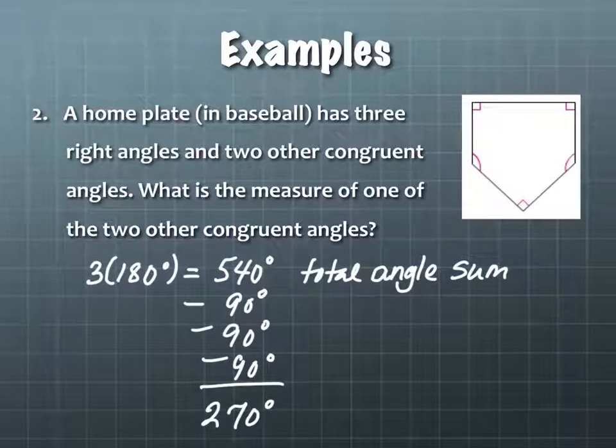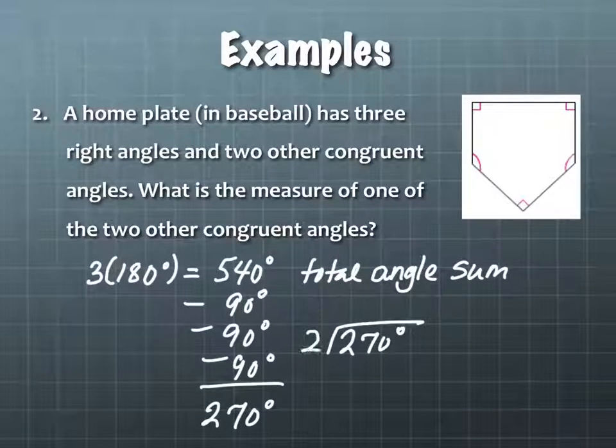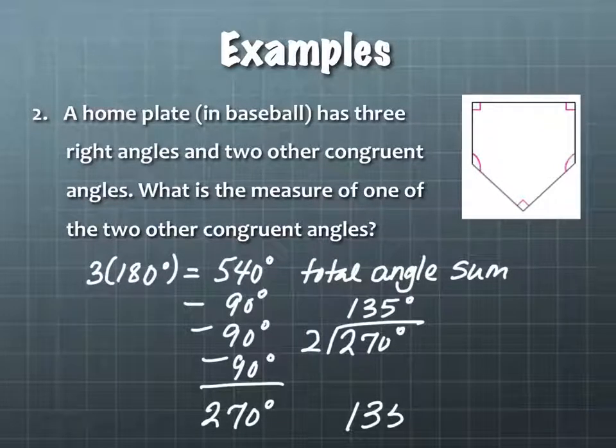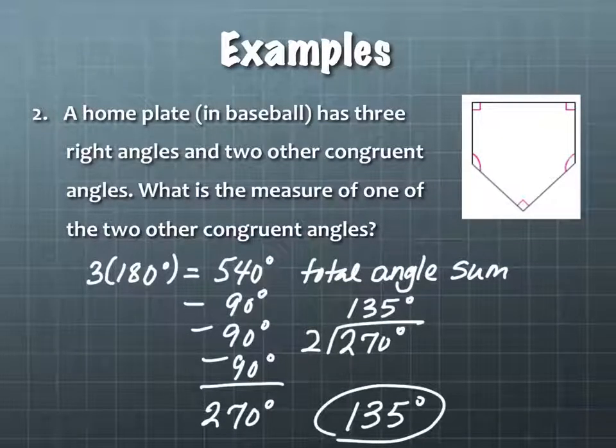How many more angles do I have to work with? 2. So how would I find out what those angles are? I would need to take the 270 and divide by 2. What would that give me? 135. So the answer to the question, remember the question was, what is the measure of one of the other 2 congruent angles, is 135. That's an obtuse angle. Does that visually make sense for what you're looking at? Sure does. Well done.